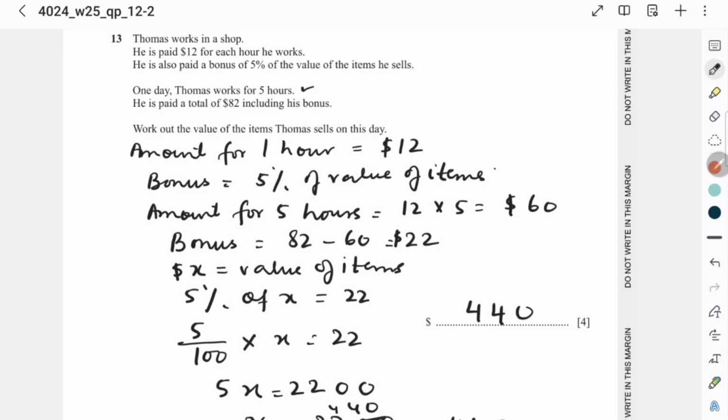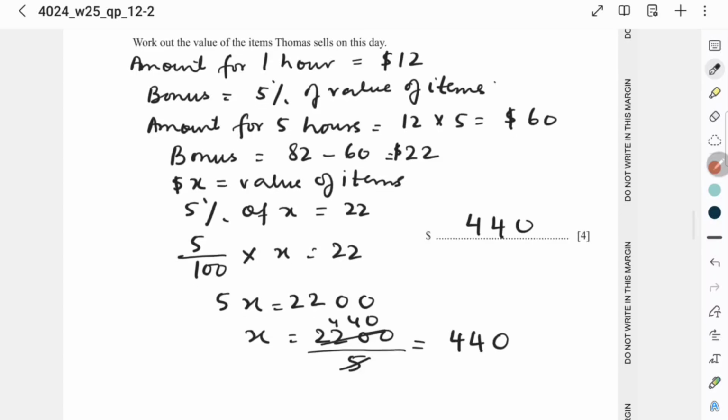So the remaining will be the bonus, 5% of the amount of the item he sells. Then that is equal to 22, and then we work, it is equal to $440. Let's go to the next question, question 14.